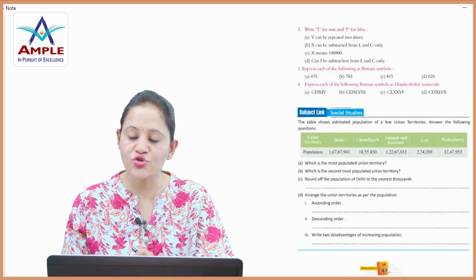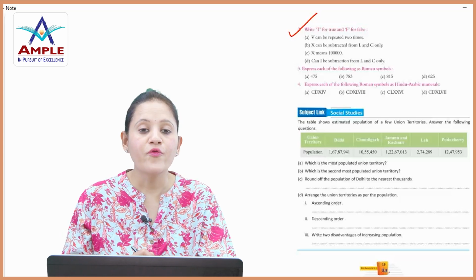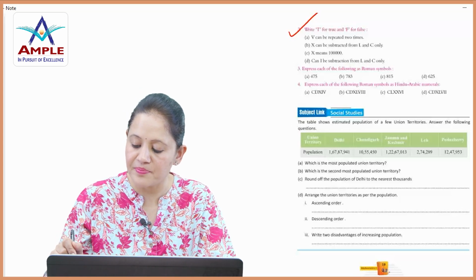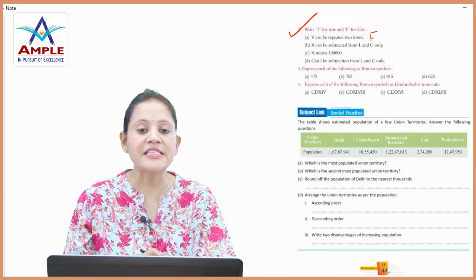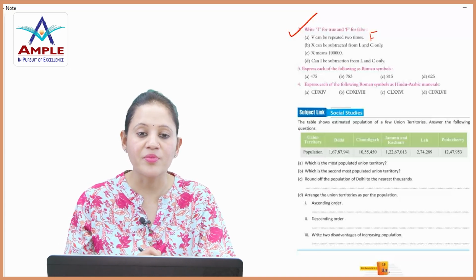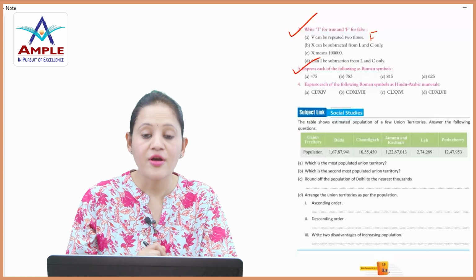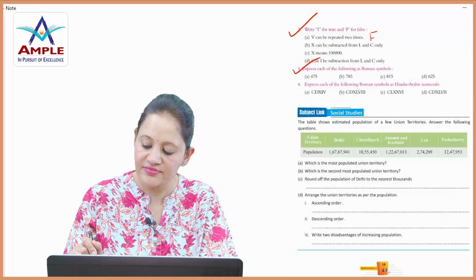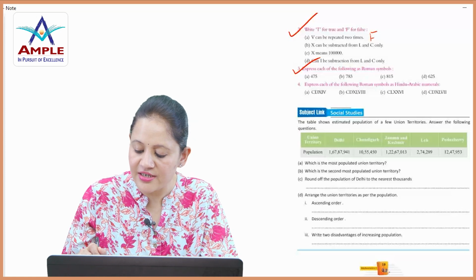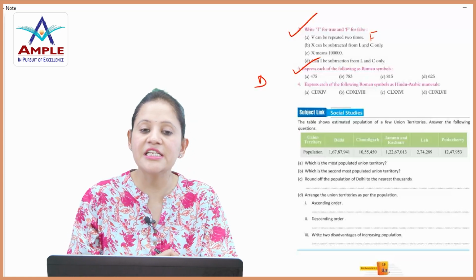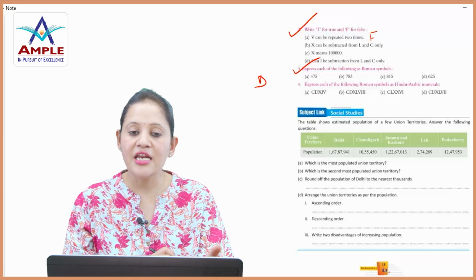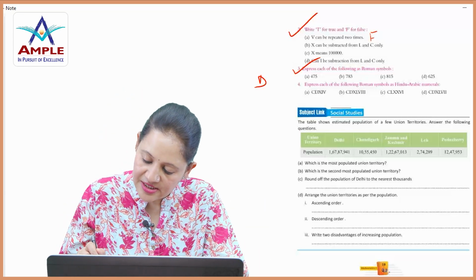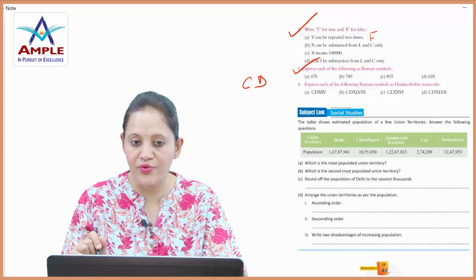Next, write T for true and F for false. V can be repeated 2 times, that is false. We know V cannot be repeated. Next, express each of the following as Roman symbol. 475. So, for 400, D is for 500, and if we subtract 100 from it, it becomes 400. So, that is for 400.